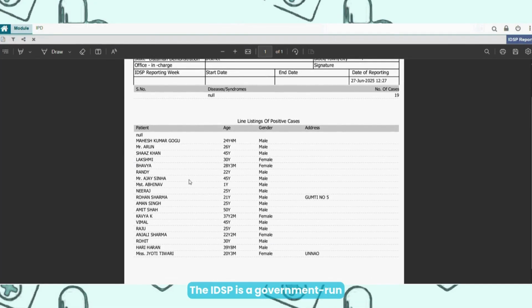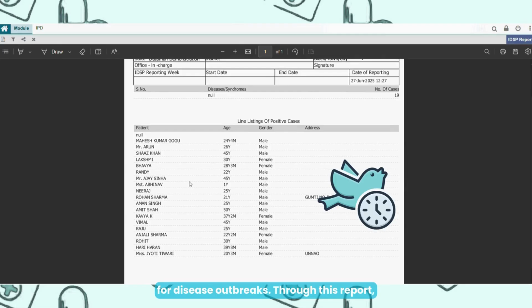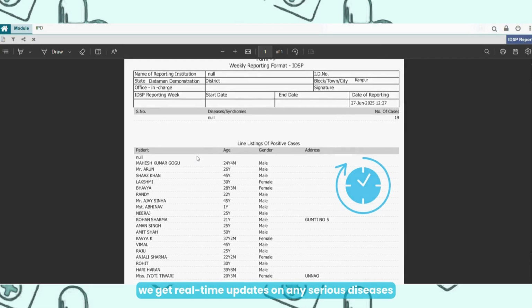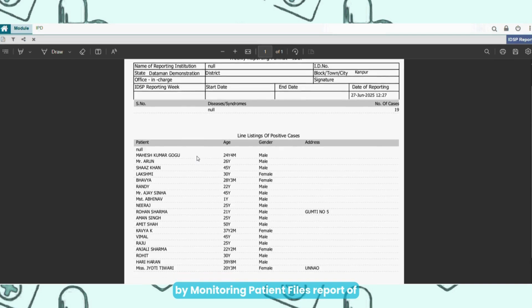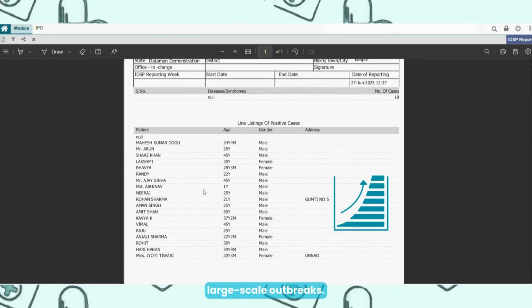The IDSP is a government-run program that acts as an early warning system for disease outbreaks. Through this report, we get real-time updates on any serious diseases by monitoring patient-wise reports of positive cases. These reports are vital and are regularly shared with government bodies to help prevent large-scale outbreaks.